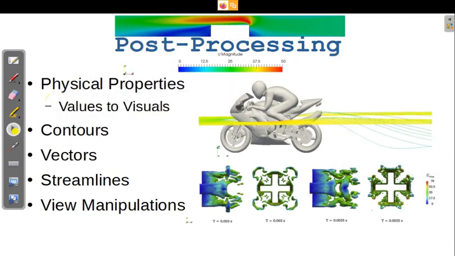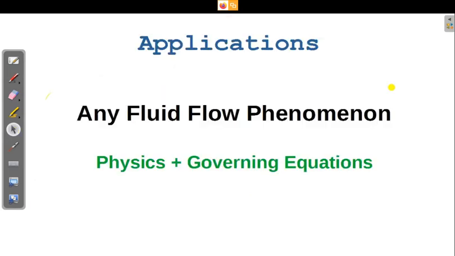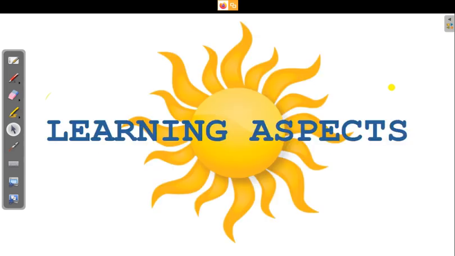Based on this, I think I have given an overview of the three processes in CFD. Moving further, you might now ask me a question: what are the applications that can be solved using CFD? Based on the objects which I have shown, there are multiple applications. Any fluid flow phenomenon, if it has a governing equation and physics behind it, you will be able to solve using CFD. That's the best part of CFD.